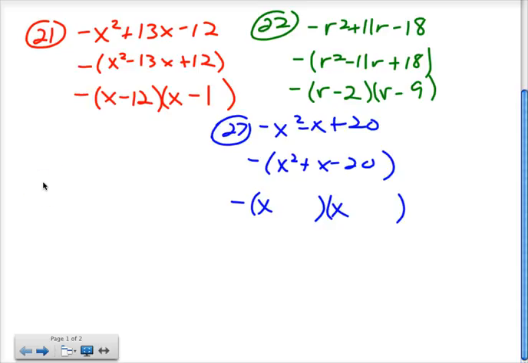So I go through the list and think, you know what, I've got to have a negative 20 if they multiply. So one is negative and one is positive. And you realize that it's going to be a positive 5 and a negative 4 that would add together to give you that positive 1 in the middle and multiply to a negative 20.